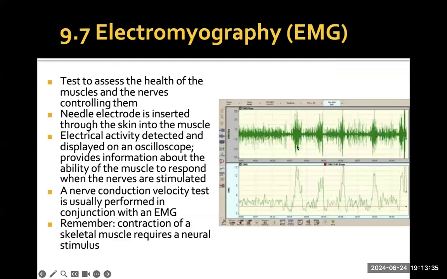The last part here is something that's also related to lab and electromyography, which is just our ability to test or assess overall health of your muscle and nerves controlling them. So basically, and you're going to do this in lab if you haven't already, you'll put a needle electrode or a little sticky electrode on or through the skin into the muscle. And then you're going to measure the electrical activity displayed by an oscilloscope that provides information about the way your muscles are contracting and responding to nerve stimulation.